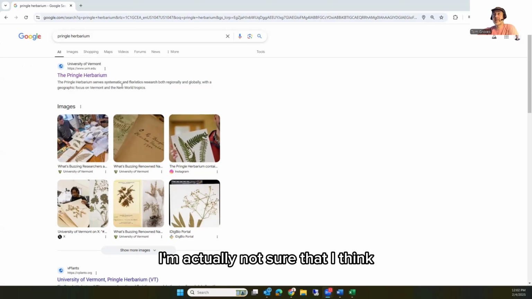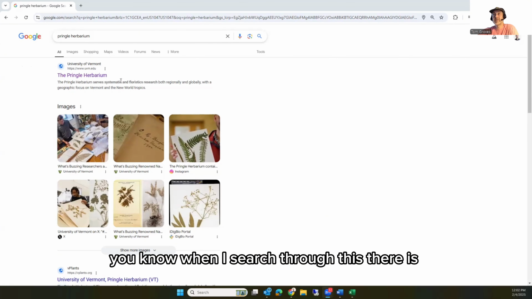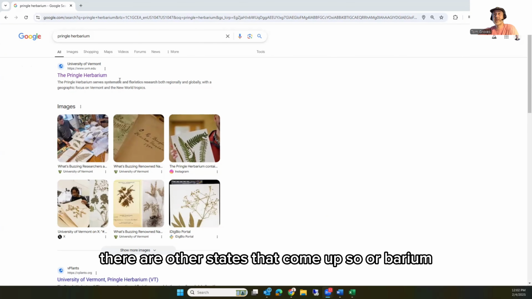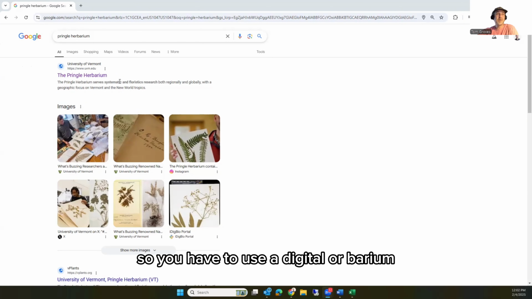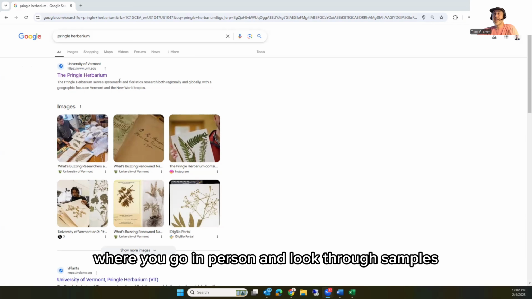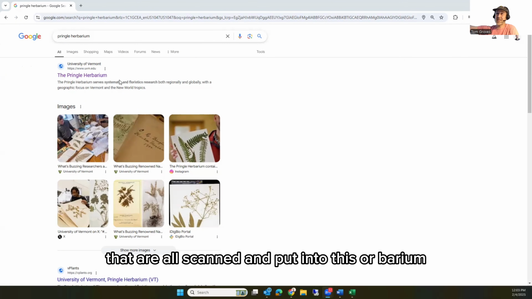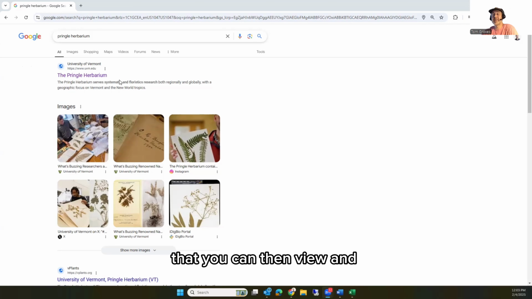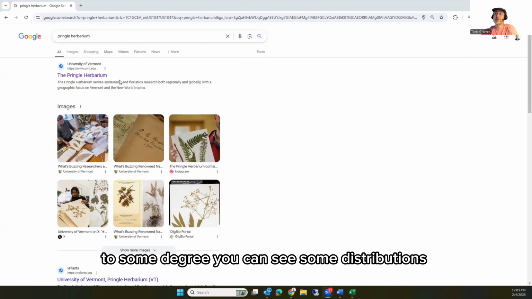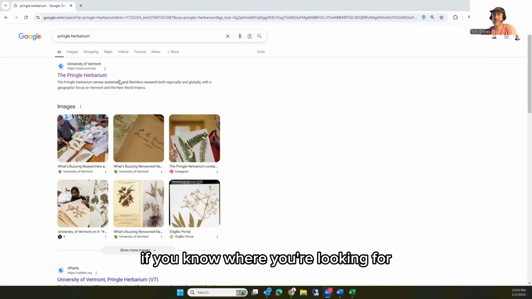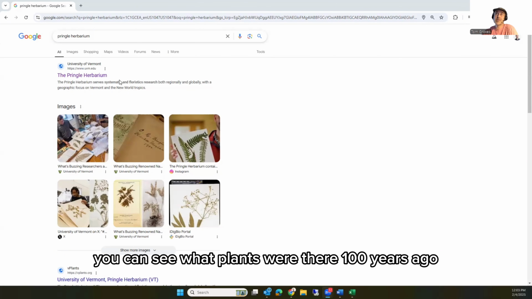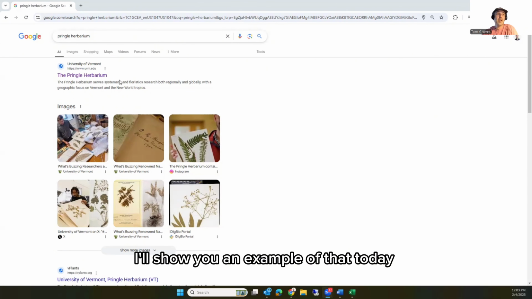I'm actually not sure, I think when I search through this, there are other states that come up. So herbariums, especially the digital ones now, you have to use a little differently than a physical herbarium where you'd go in person and look through samples. This happens to be really easy to search. It's basically like the internet for plants that are known, that are all scanned and put into this herbarium that you can then view. And to some degree, you can see some distributions. If you know where you're looking, you can see what plants were there 100 years ago, which is really interesting. I'll show you an example of that today.